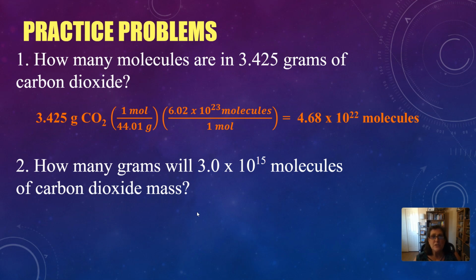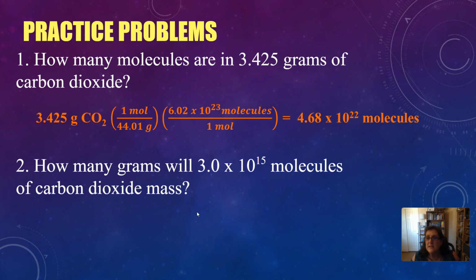So we have grams, so we need a molar mass of CO2 first. We go to our periodic table and add up 1 C and 2 O's. When you add up 1 carbon and 2 oxygens, you get 44.01 grams in that 1 mole. Grams is on bottom, so it'll cancel out. Then we have our moles. Now we need to go to molecules, so we use Avogadro's number: 6.02 times 10 to the 23rd molecules over 1 mole. Moles cancel out. We're left with molecules.